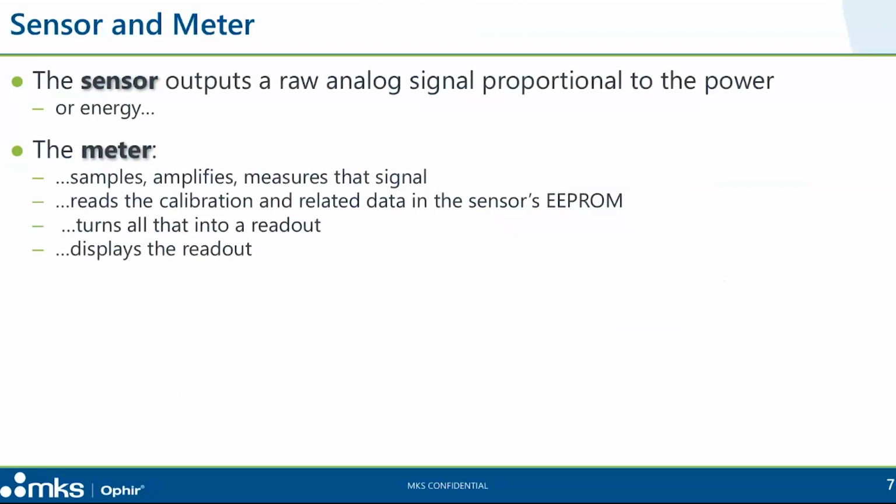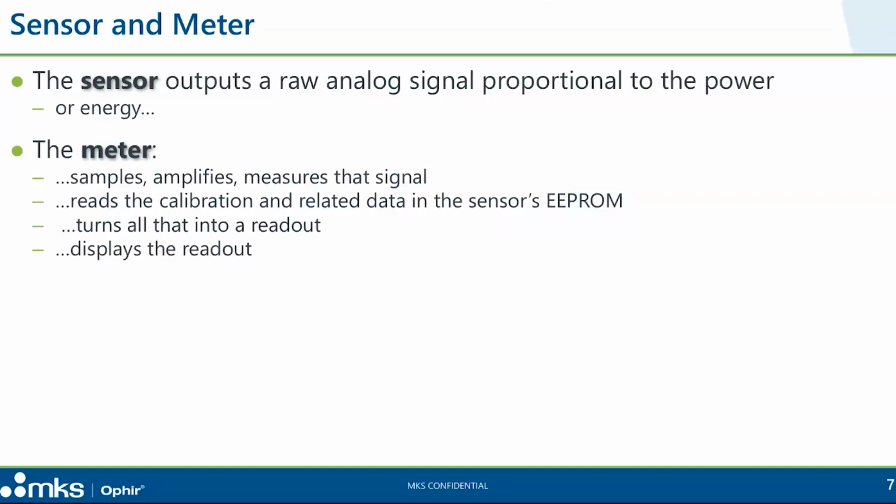So the sensor outputs a raw analog signal that's proportional to the power or the energy or whatever it is. In the case of Ophir sensors, that raw analog signal happens to be an electrical current, a very, very small electrical current, microamps per watt or something like that. The meter samples, amplifies, processes, and measures that signal.